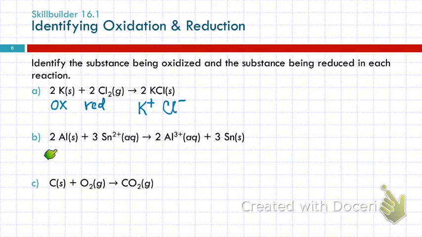Let's look at this one. This one's easier. Here's aluminum, and here's aluminum 3+. In this reaction, did it gain or lose electrons? It lost. So, oxidation or reduction? Oxidation. Oxidation is loss of electrons. What's happening to this tin ion? Tin 2+ is going to tin without a charge. It's gaining electrons, so this is being reduced.